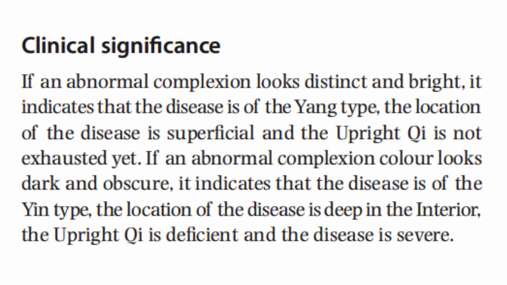Clinical significance. If an abnormal complexion looks distinct and bright, it indicates that the disease is of the yang type. The location of the disease is superficial, and the upright Qi is not exhausted yet. If an abnormal complexion color looks dark and obscure, it indicates that the disease is of the yin type. The location of the disease is deep in the interior, the upright Qi is deficient, and the disease is severe.